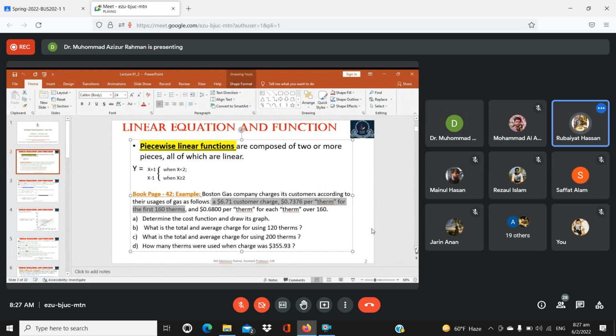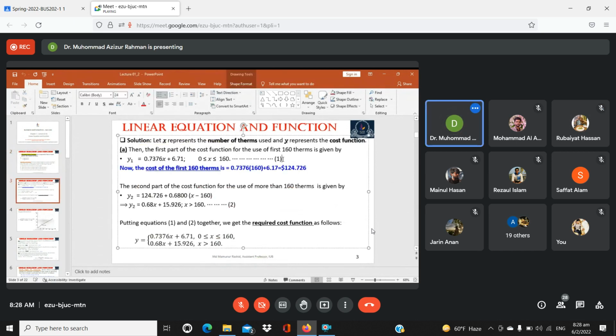Sir, for the first condition, m1 is 0.7376, I mean the variable cost is 0.7376 and the fixed cost will be 6.71, right? Yes. Correct. Thank you, sir. Okay.